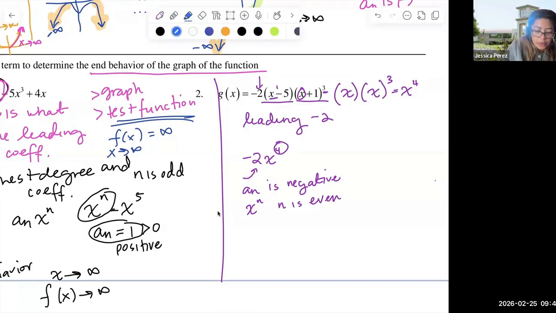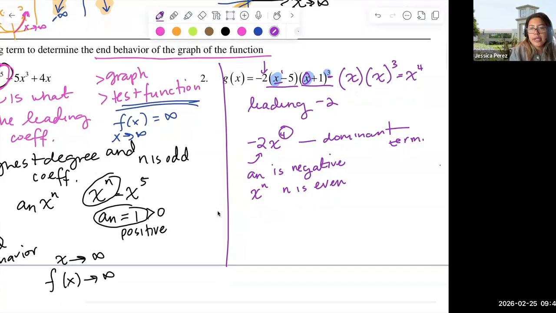And I had to do a little bit of work because I have an x and an x to the third. So whenever you have a polynomial that's kind of divided, you have to pay attention to the degree of each of the divided terms. So I have an x and then an x to the third. So combined is an x to the fourth. And don't forget that there's a negative in the front. So it's a -2x to the fourth. That is the dominant term that I'm going to look at. So a sub n is negative and n is even.